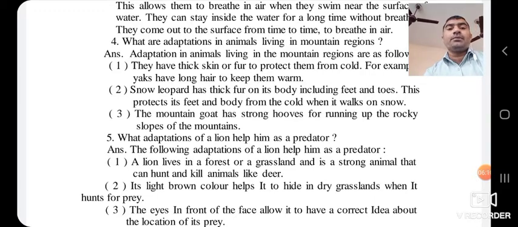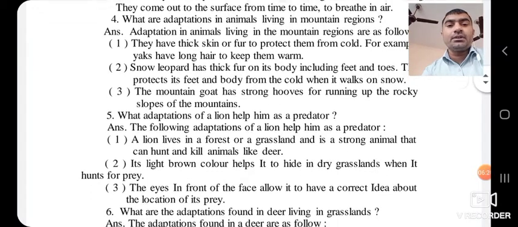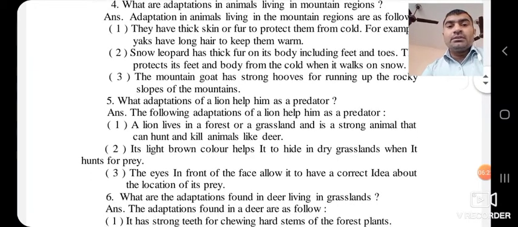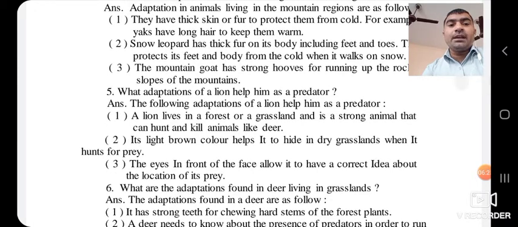What helped the lion as a predator? What adaptation helped a lion as a predator? Now see, the following adaptations of a lion help him as a predator.